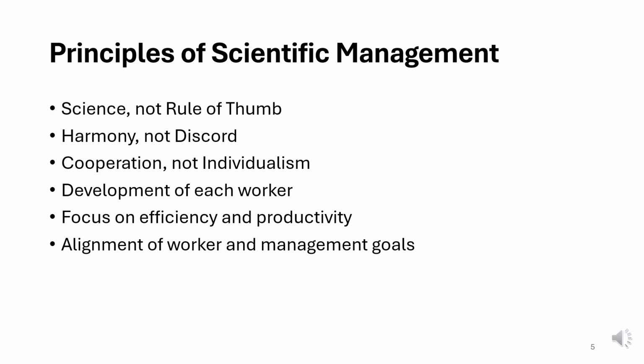Taylor proposed four main principles of scientific management. The first is using science instead of rule of thumb methods. The second is promoting harmony between workers and management instead of conflict. The third is encouraging cooperation rather than individualism. The fourth is developing each worker to their maximum efficiency through training. These principles ensure that both workers and management work together toward a common goal of productivity and efficiency.